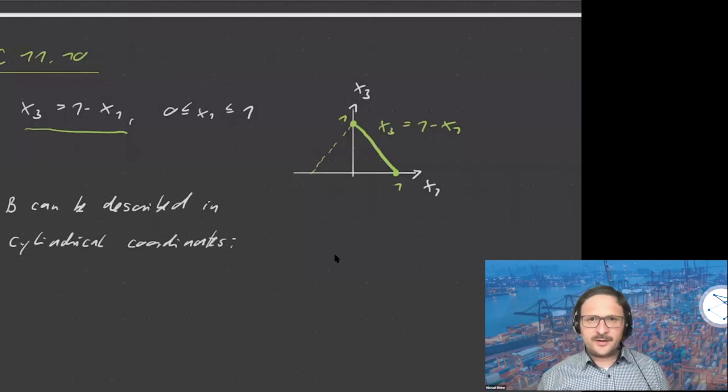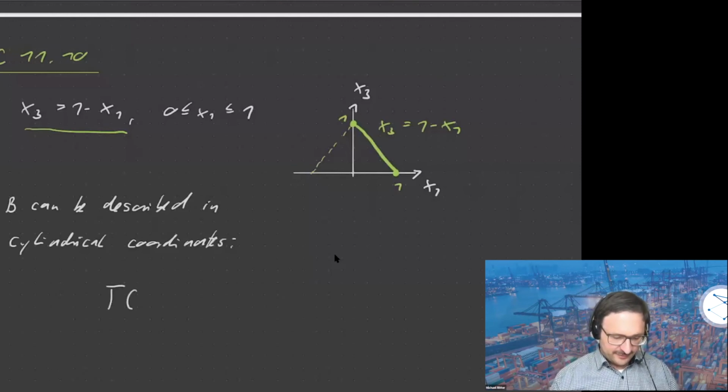So remember the transformation, it's on the sheet as well. Cylindrical coordinates means you have r and phi, right? Those two are the polar coordinates in the x1, x2 plane. And then you have a height component, an x3 component, basically.